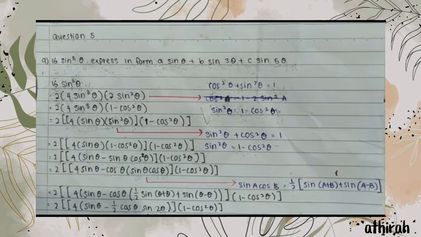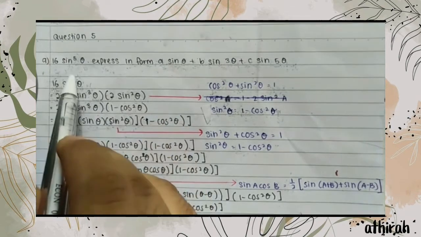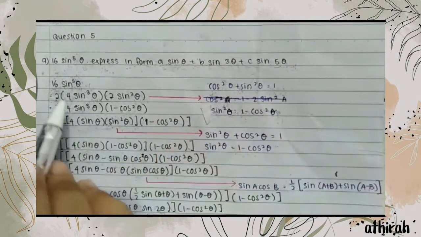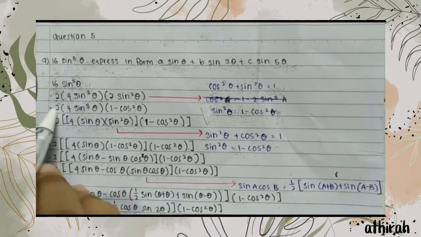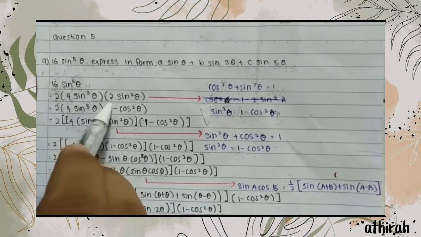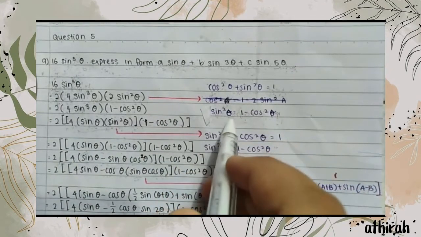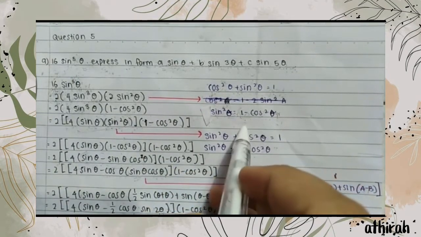Today we are here to discuss question 5. 5a. Express 16 sin to the power of 5 theta in the form A sin theta plus B sin 3 theta plus C sin 5 theta. Firstly, we expand 16 sin to the power of 5 theta to become 2 multiply 4 sin cube theta multiply 2 sin square theta. Cos square theta plus sin square theta equal to 1. Sin square theta equal to 1 minus cos square theta. We substitute the value in the equation.